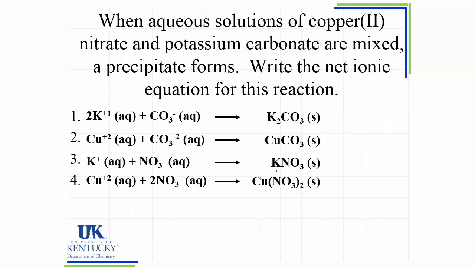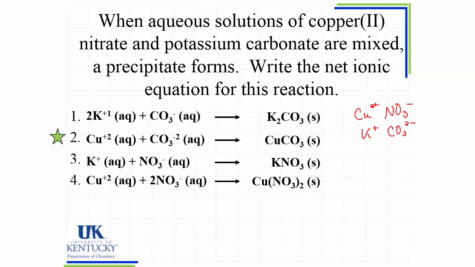So let's look at an example. When aqueous solutions of copper 2 nitrate and potassium carbonate are mixed, a precipitate forms. Write the net ionic equation for this reaction. Our correct answer is number 2. Notice that when we look at our options, we have copper nitrate and potassium carbonate. So what we have present in solution are Cu2 plus, NO3 minus, K plus, and CO3 2 minus. We know that copper nitrate is soluble because it was an aqueous solution. We were given that information in the problem, as was potassium carbonate.